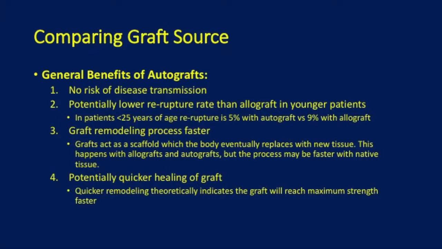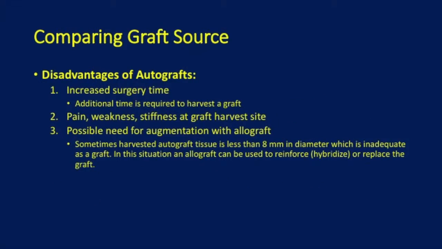Theoretically, graft remodeling is faster in an autograft. The graft acts as a scaffold which the body eventually replaces with new tissue. This happens in both allografts and autografts, but the process may be faster with native tissue. Quicker remodeling theoretically indicates the graft will reach maximum strength faster.